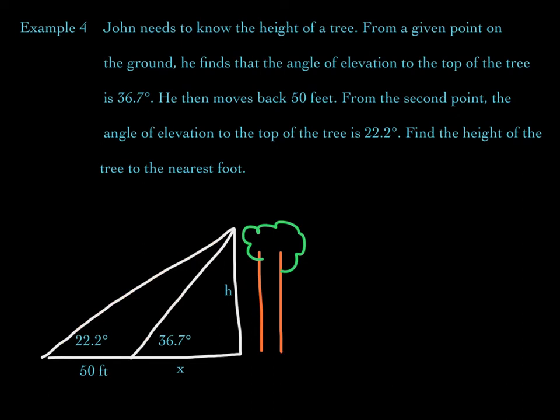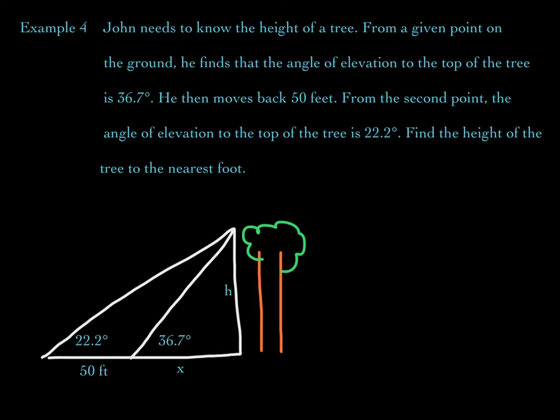It's pretty fun. John needs to know the height of a tree. From a given point on the ground, he finds that the angle of elevation to the top of the tree is 36.7 degrees. That's right here. He's some feet away from the tree. They don't tell us how far from the base of the tree he is, but they do tell us that the angle of elevation to the top of the tree is 36.7 degrees. From this point, he moves back 50 feet. From the second point, the angle of elevation to the top of the tree is 22.2 degrees. Find the height of the tree to the nearest foot.